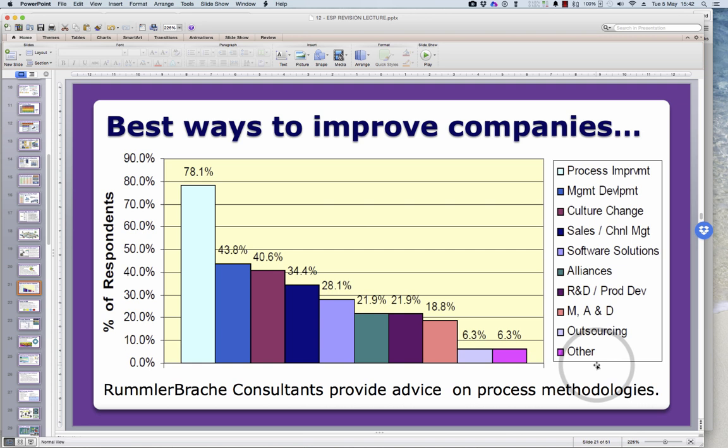Rumble Rack are a consultancy, and here they did an analysis of what companies thought was the best way of improving the company, and by far and away process improvement came out as the most important thing. You can see it's something like 35% greater in importance than any of these other areas like outsourcing or making alliances, better managing your sales and channel management, etc. So that's worth thinking about.